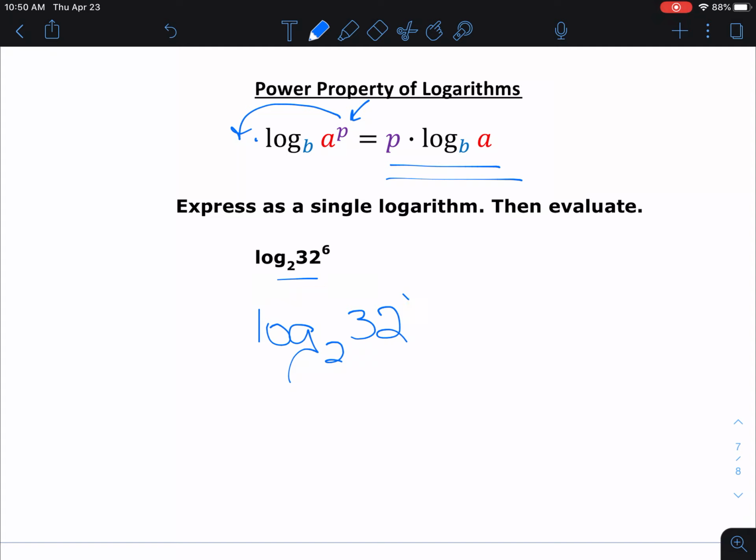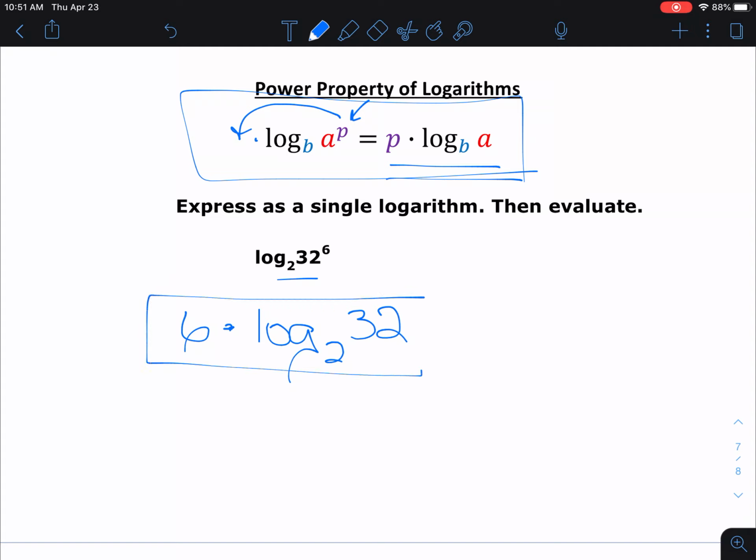So it's going to become this. Okay, so this actually would be my express as a single logarithm. I've just rewritten it. So now I've used this property up here. Okay, so that part is done. Now we need to evaluate. Okay, so that's my answer for this.